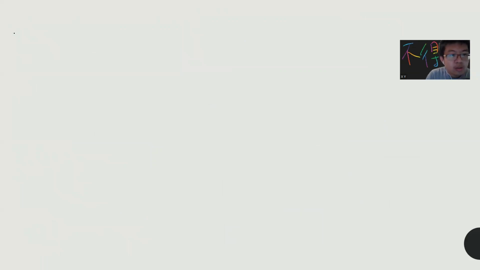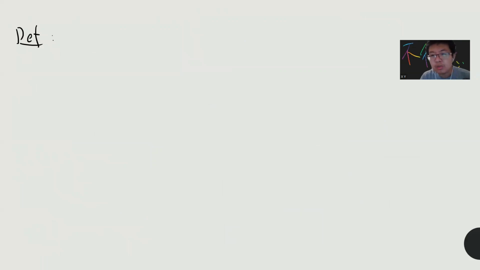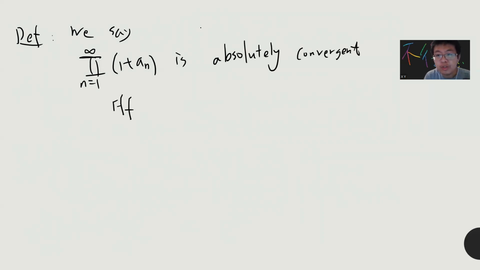Okay, now the definition. As with the infinite sum, we say something is absolutely convergent. So we say the same thing. We talk about the product of 1 plus an. We say the infinite product of 1 plus an is absolutely convergent if, remember, in the infinite sum we take the absolute value. So now we take the absolute value, the product of the absolute values of 1 plus an, converges.